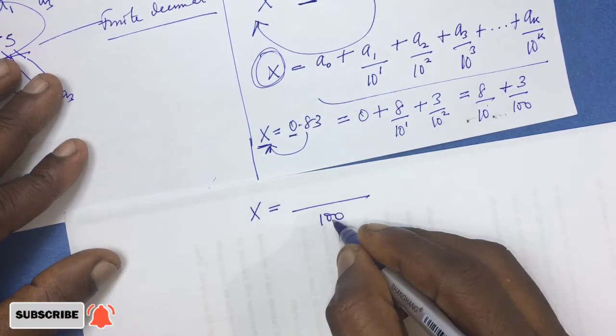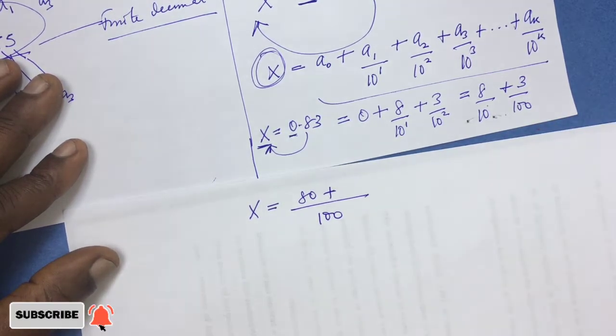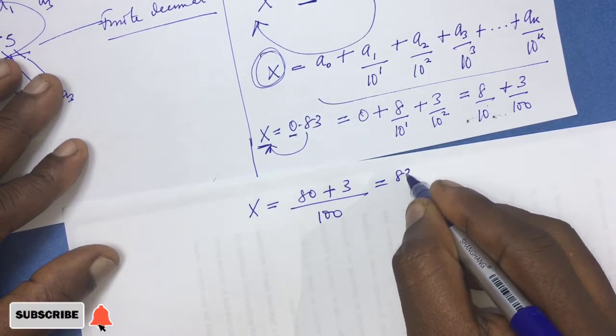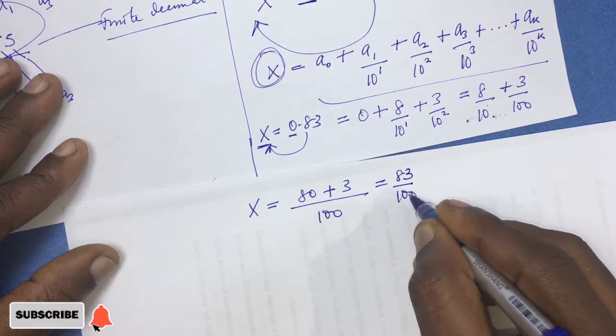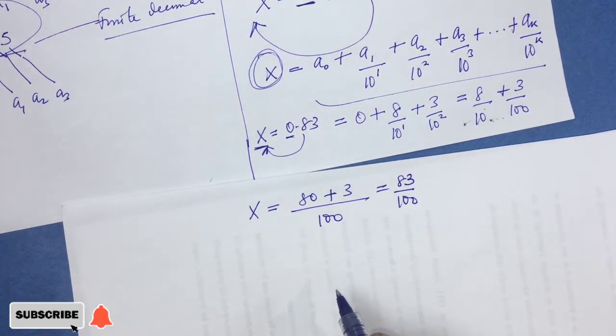So this will give you 10 into 100 is 10. 10 times 8 is 80. Plus 100 into 100 is 1, 1 times 3 is 3. So you end up having the fraction to be 83 over 100. So this is the number that gave rise to this, 0.83.